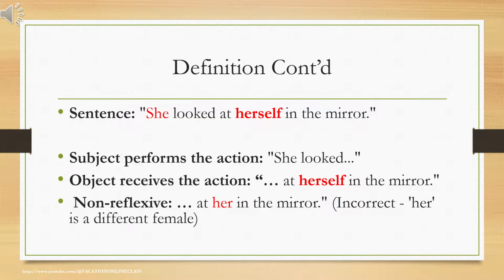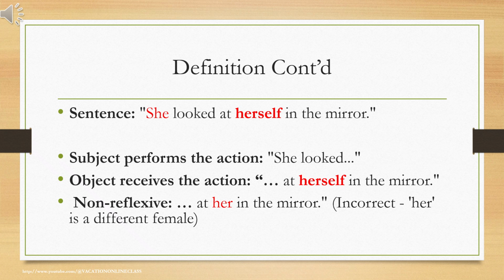Let's consider this sentence. She looked at herself in the mirror. The subject of the sentence is she. The object that receives the action of the verb in the sentence is herself. And she and herself refer to the same person. Therefore, herself is the reflexive pronoun of the she.